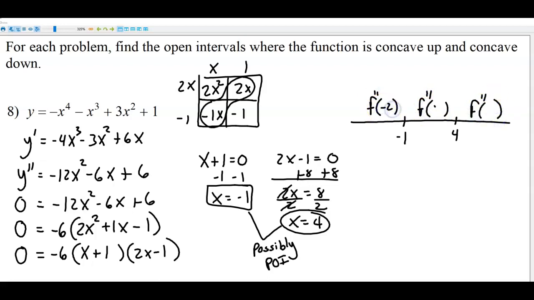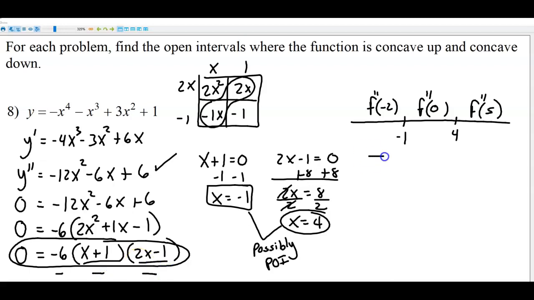I'll plug in -2, 0, and 5. Once again, I think it's a little bit easier to use the shortcut I showed you guys in class and use the factored form. Or you could just plug it right into the original second derivative and just get a number. But if you were to plug in the -2, the 6 here would be a negative. Plugging a -2 into this first one would give me a negative, and plugging -2 in would give me a negative. So I'd have 3 negatives, which would make this a negative.